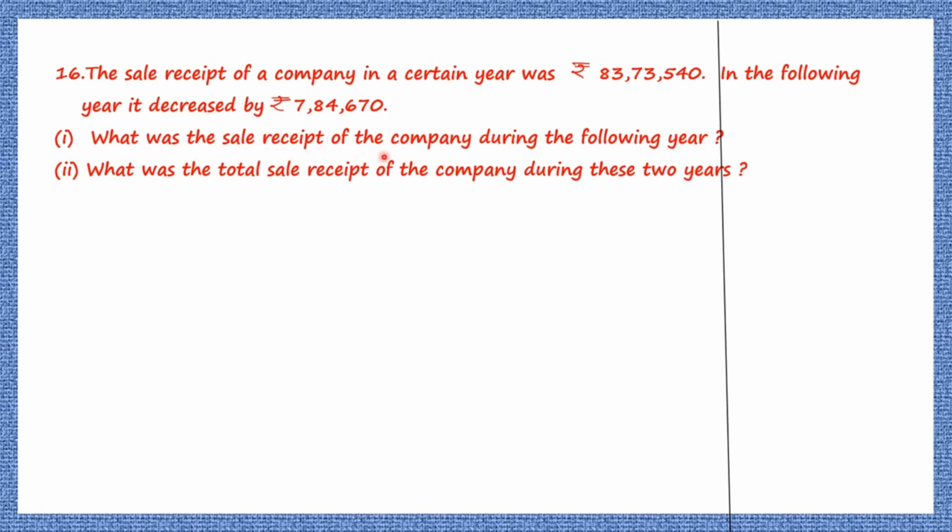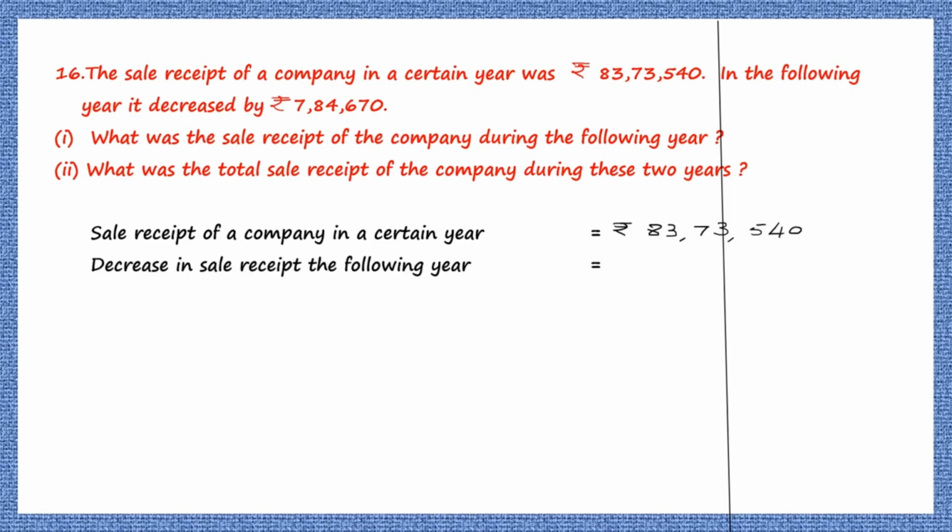What was the sale receipt of the company during the following year? First step, sale receipt of a company in a certain year. What was the sale receipt? How much was the amount? It was 83 lakh 73,540. Then decrease in sale receipt the following year. What was the decrease? It's given to us in the question. That was 7 lakh. So we need to put it in the right place. 7 lakh 84,670.